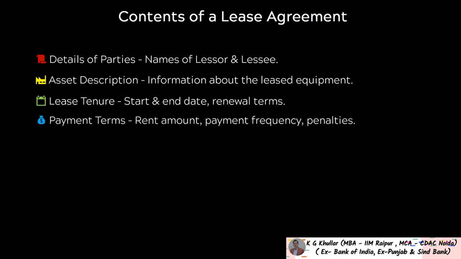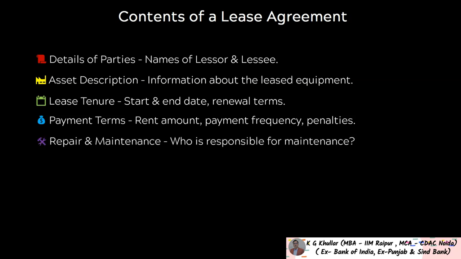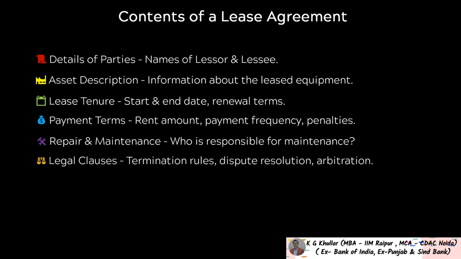Next important thing to include is payment terms. This should include rent amount, payment frequencies and penalties. The next is repayment and maintenance. That is, who is actually responsible for maintenance. And lastly, we have legal clauses. This should include termination rules, dispute resolution, arbitration, etc. So before signing a lease contract, both parties must carefully review these terms to avoid legal disputes.